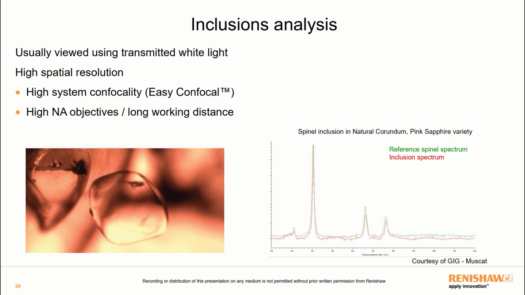This example is an inclusion of spinel in natural corundum. Here I report in red the Raman spectrum of the inclusion, and in green the match with the Renishaw Inorganic Materials and Mineral Spectral Library, which contains more than 1000 spectra of minerals. And here the spectrum of the inclusion in the corundum has been identified as spinel.